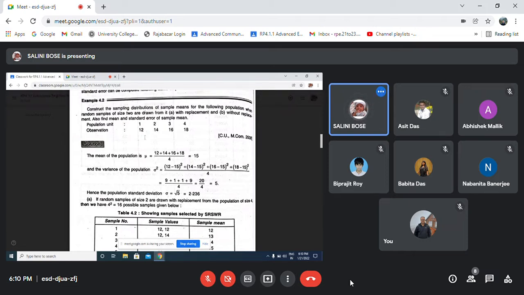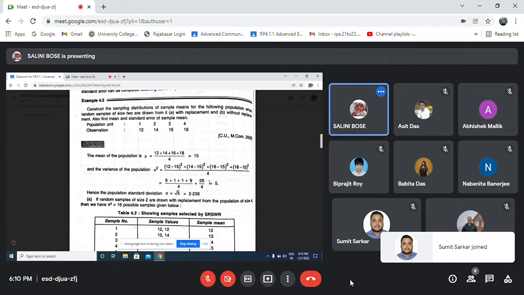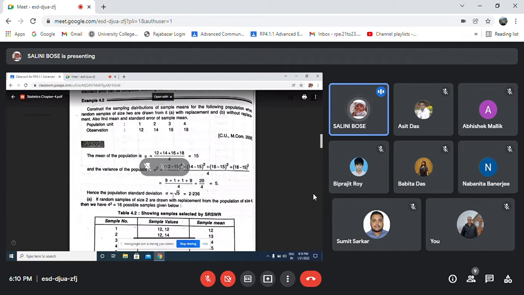So 12 minus 15, that whole square, plus 14 minus 15, that whole square, plus 16 minus 15, that whole square, plus 18 minus 15, that whole square, by total population units, how much? 4. So total by 4. Is it clear? So here you are getting sigma square 5. So automatically sigma will be root over 5, that is 2.236.